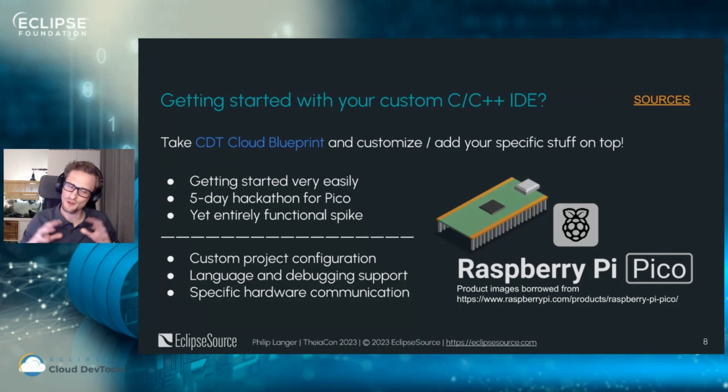And we tried to build a Pico tool that allows users to get started with Pico programming as fast as possible. Of course, we only had 5 days, but we still wanted it to be an entirely functional spike. So we were looking at topics that are very typical when you build your custom C and C++ IDE. And that's, for instance, custom project management and project configuration, allowing your users to get up and running with a project in no time, and then being directly able to edit code and flash this code onto your device, debug your device, and, for instance, have some specific hardware communication available to show, for instance, all connected devices and so on.